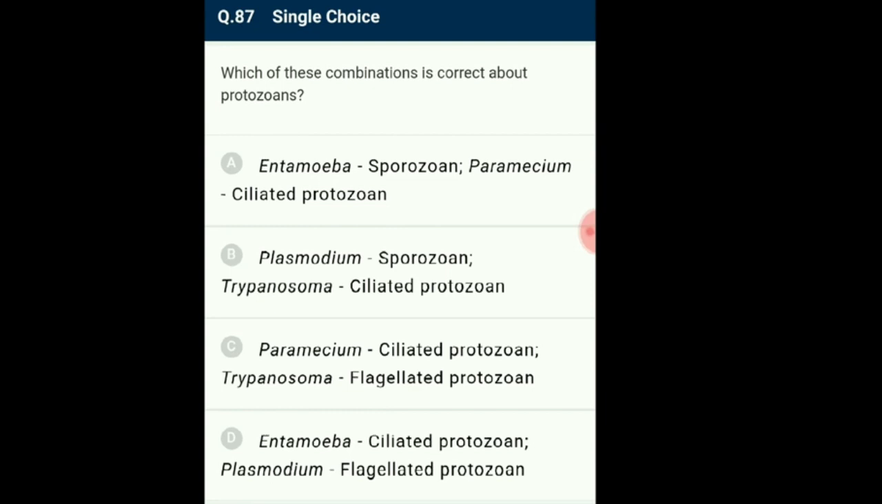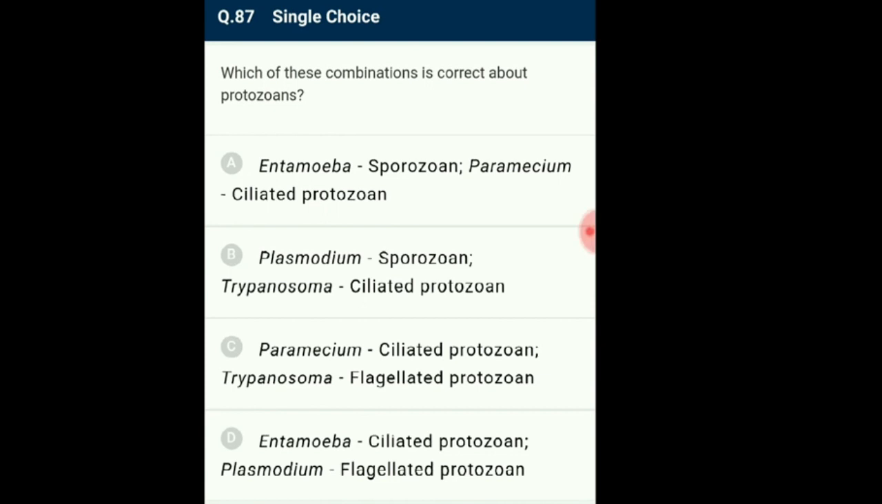Question number 87. Which of these combinations is correct about protozoans? Entamoeba is an intestinal parasite in humans and is part of amoeboid protozoans. Plasmodium causes malaria and is a sporozoan since it has a spore-like infective stage in its life cycle. Trypanosoma, which causes sleeping sickness, has flagella, and hence it is a flagellated protozoan. Paramecium is an aquatic, active organism because of the presence of thousands of cilia. Hence it is called a ciliated protozoan.